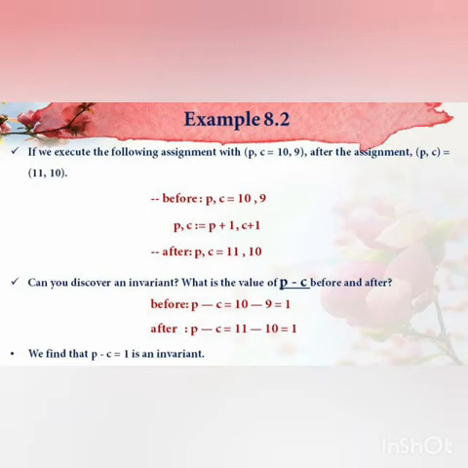Then, after the assignment, p minus c is equal to, after the assignment, what is the value of p? 11 and c is 10. So, 11 minus 10 is equal to 1. Here, we find that p minus c is equal to 1 is an invariant. Because the value p minus c is equal to 1 is not changed before and after the assignment. So, p minus c is an invariant.